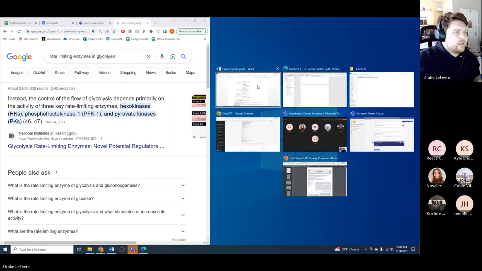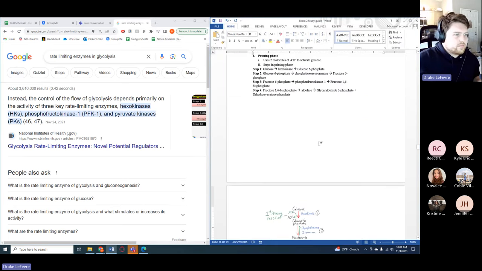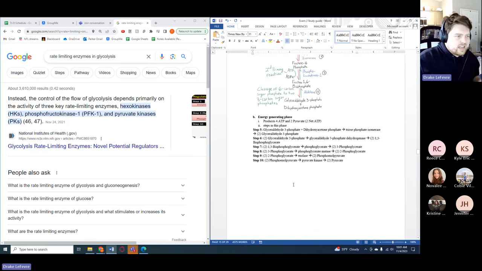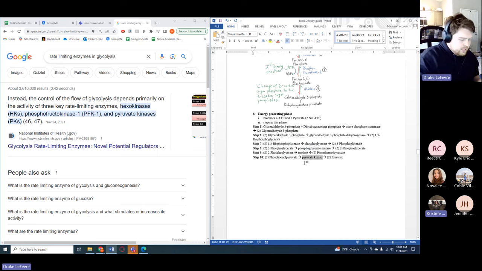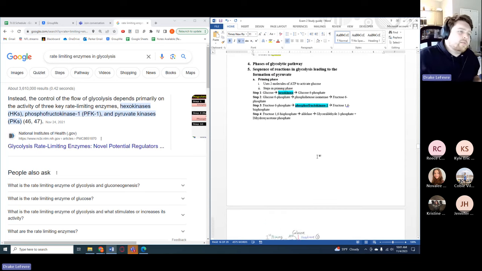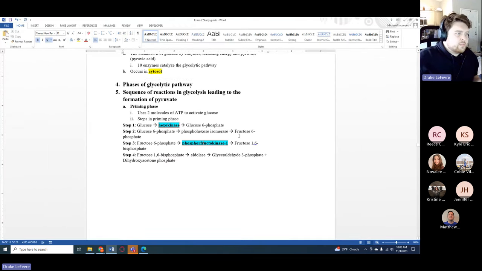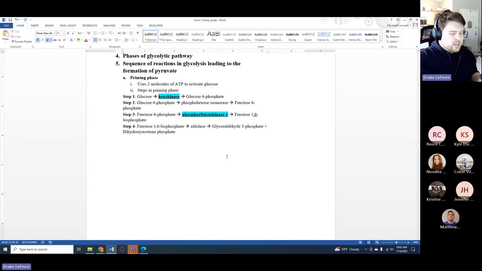Yeah, you're good. So our rate limiting steps: specifically our hexokinase, our PFK, phosphofructokinase 1, and then our pyruvate kinase, which is the next chunk. These are our rate limiting step enzymes. I promise you he will have at least one or two questions on each of these. Sometimes those questions are as simple as which of the following is the rate limiting enzyme.